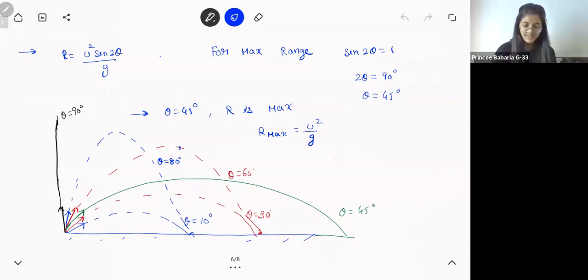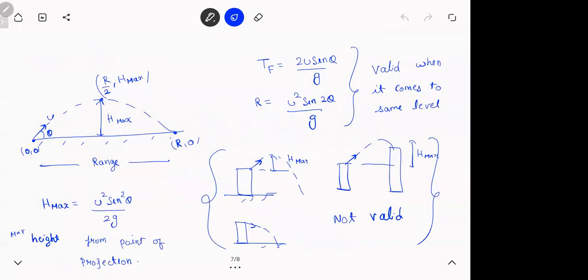Copied? Yes, sir. This page is also done. I can turn. Yes. Next one.